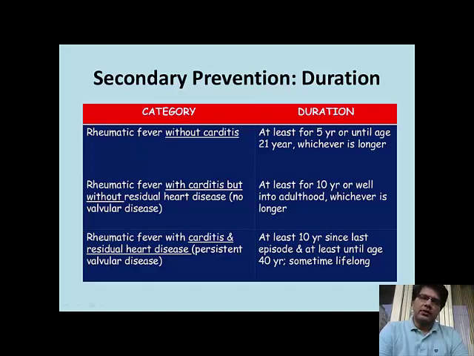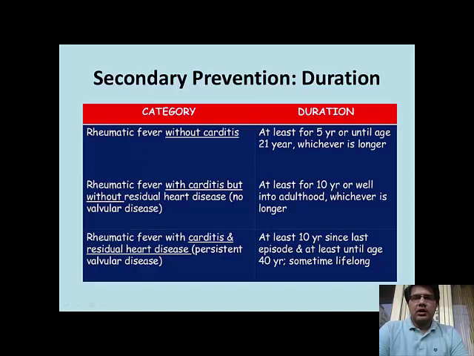Now, this is a question which is often tested. Secondary, what is the duration of secondary prevention? If you have rheumatic fever without carditis, then the duration is at least 5 years or until age 21 years, whichever is longer. What does it mean? If you don't have any heart damage, you have to take the monthly injections or the oral doses daily till 21 years, or at least 5 years after the last episode.